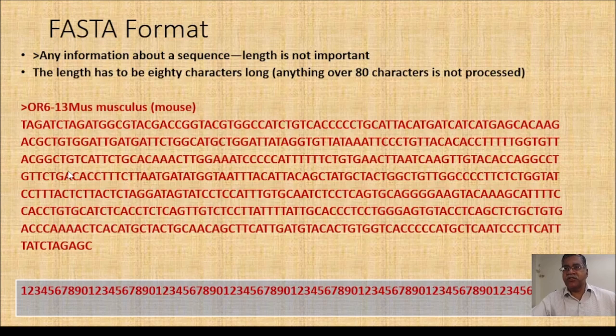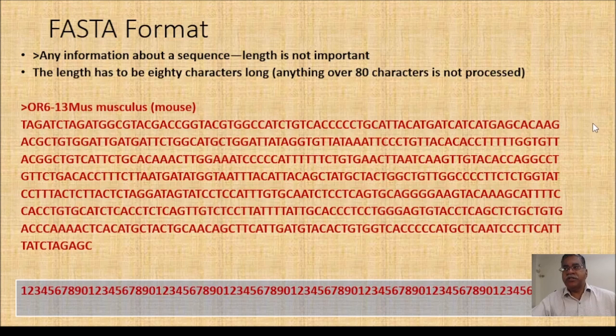The real processing takes place at the sequence level. Okay, so remember, this line can be as long as you want. You can put any kind of information you want in this line, which is related to information that you're trying to produce. Now, the sequences that are here have to be 80 characters long. Then you go to the next line and you continue, and that's the correct format of the FASTA.